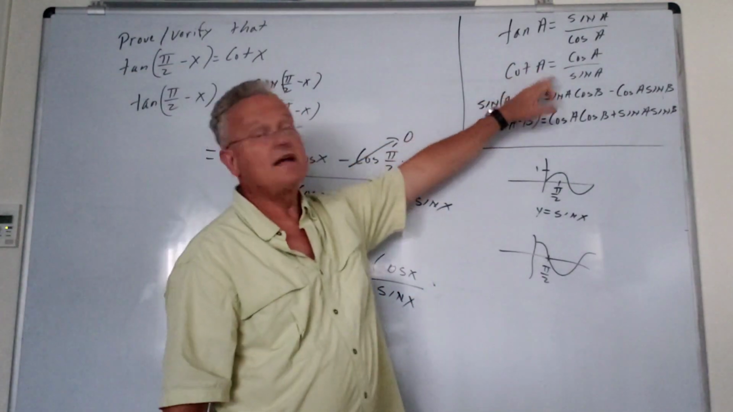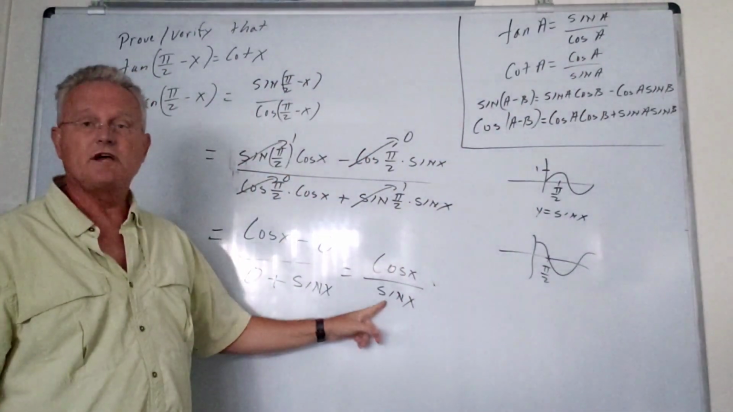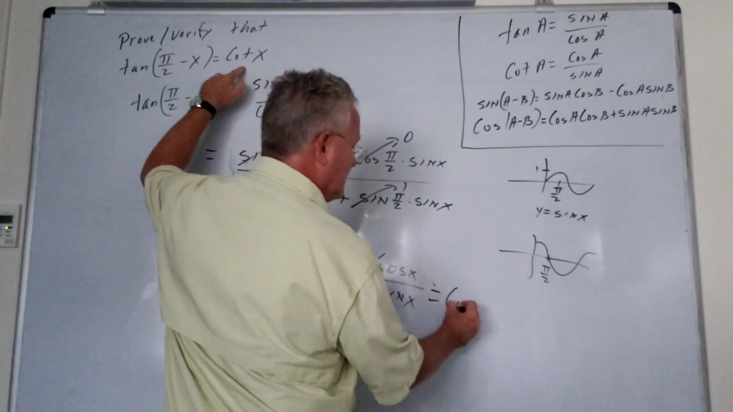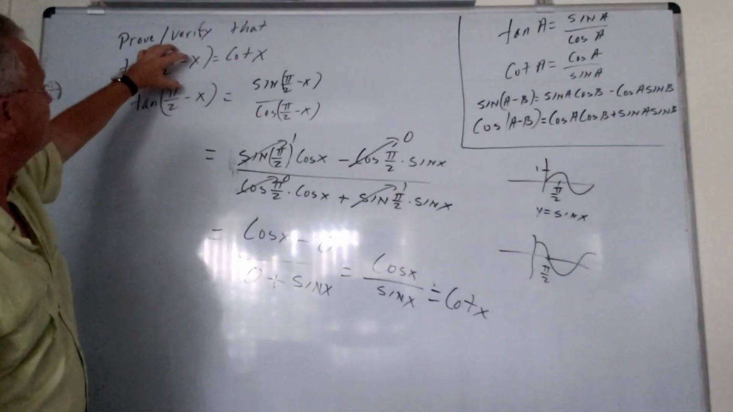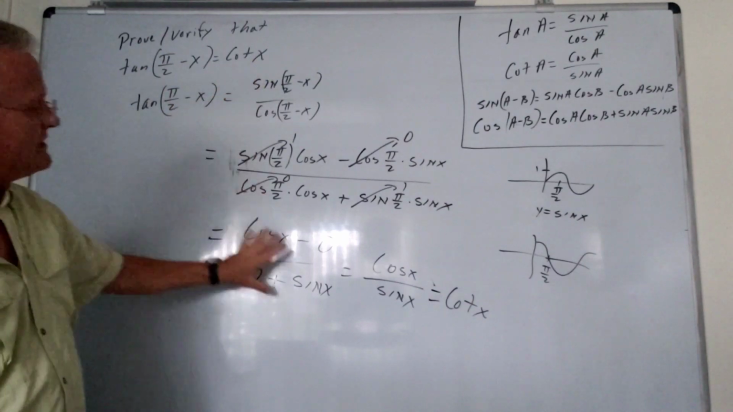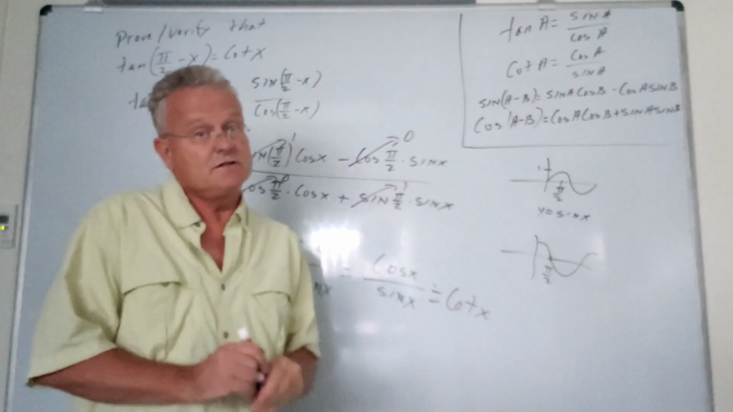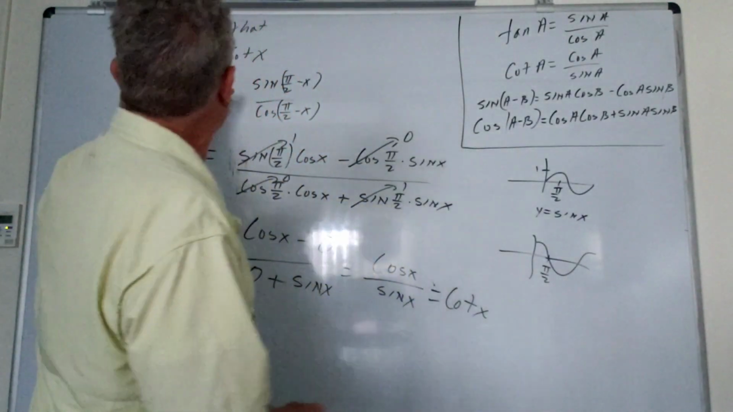But cotangent is defined as cosine over sine. So cosine over sine is cotangent, and this is what we were trying to prove. So we took the left side and manipulated it until we got the right side. So that's the basic idea of proving an identity.